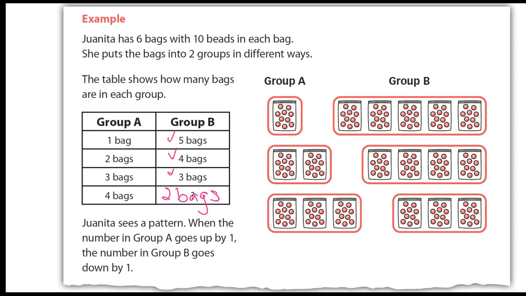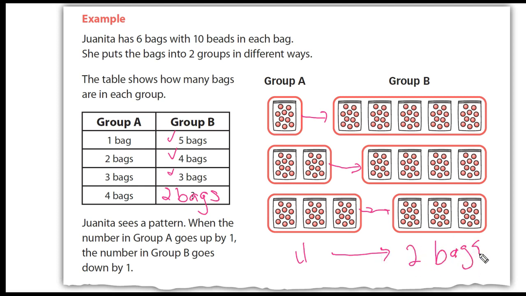Juanita sees a pattern. When the number in group A goes up by 1, the number in group B goes down by 1. So if I have 1 bag in group A, in group B I have 5. In group A I have 2 bags. In group B it goes down to 4 bags. And then group A I have 3 bags, and group B I also have 3 bags. And then we have 4 bags, and in group B I have 2 bags now.